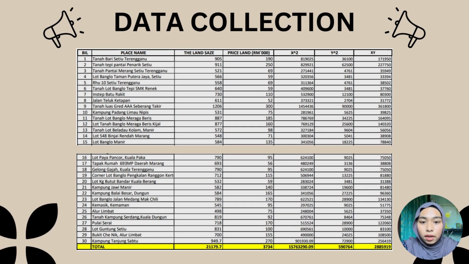So today I will present about data collection. As you can see, this is a collection of data that has been created by my group. For this data collection, we decided to collect data through Google Mudah.my. From Mudah.my, we selected place name, land size, and land price. All are part of the data collection process. And then you can see X represents size, Y represents price.